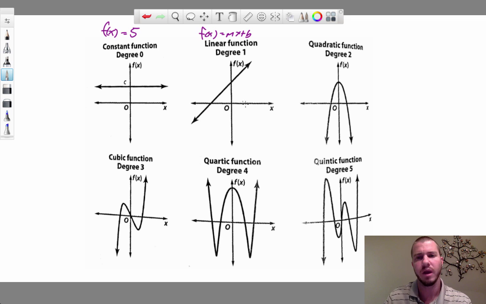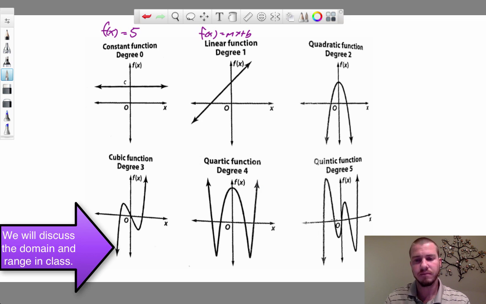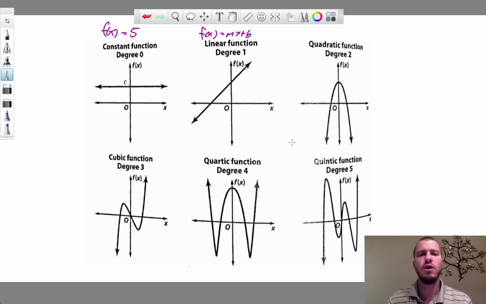It's not just horizontal. But when I go to a quadratic, now the graph turns and goes back the other way. And then when I go to a cubic function, it turns once, but then turns again. And then when I go to a quartic function, it turns 3 times and goes back the other way. And again with the quintic function, it turns 4 times. Okay? So there's a few things I want you to pay attention to with these.